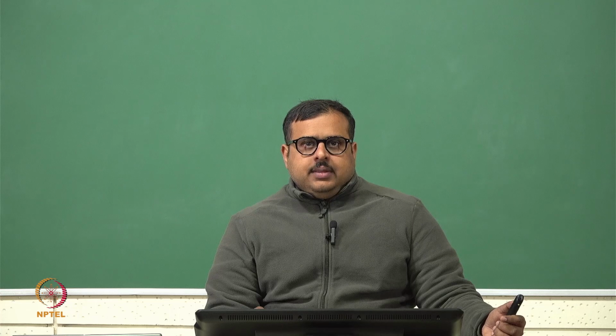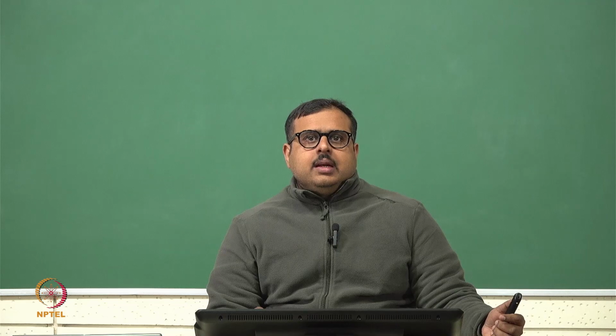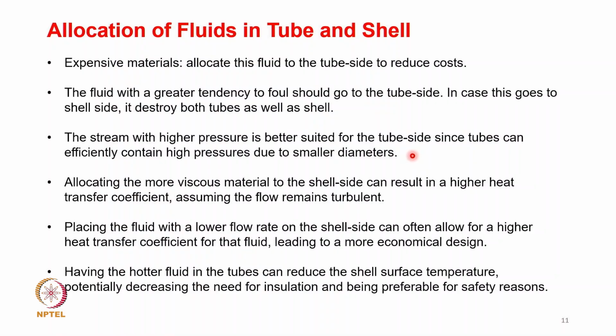Next, a stream with higher pressure is better suited for the tube side, and the tube can efficiently contain high pressure due to its smaller diameter. If there is a high pressure fluid, we prefer tube side flow. Again, allocating a more viscous material to the shell side can result in a higher heat transfer coefficient, assuming the flow remains turbulent. And if you place a fluid with a low flow rate on the shell side, that would often allow for a higher heat transfer coefficient for that fluid, leading to a more economical design.